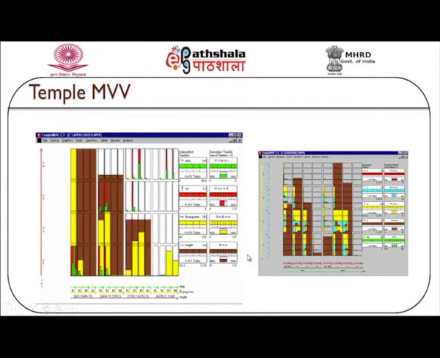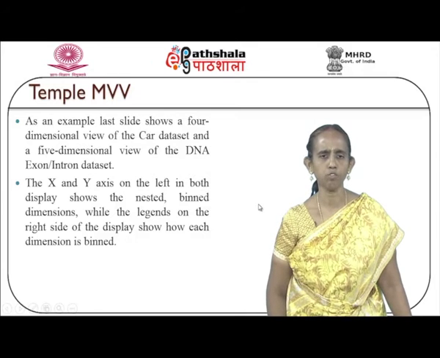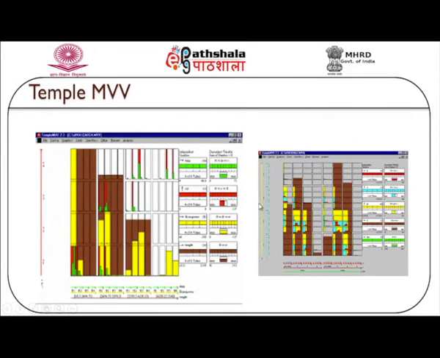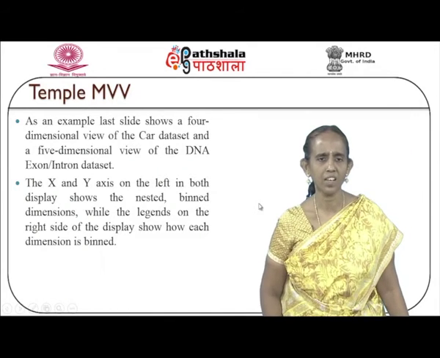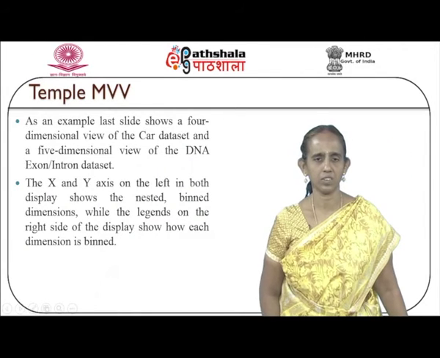So this is an example of the Temple MV visualization, where you can see the entire data being represented on the left-hand side, and on the right-hand side you have the scale values. The previous slide shows a 4-dimensional view of the car dataset, and this is a 5-dimensional view of the DNA dataset.